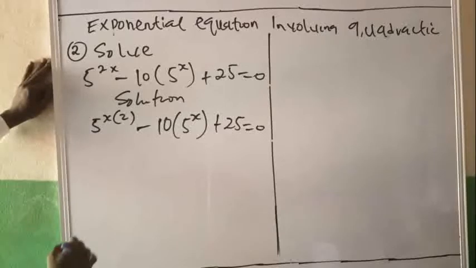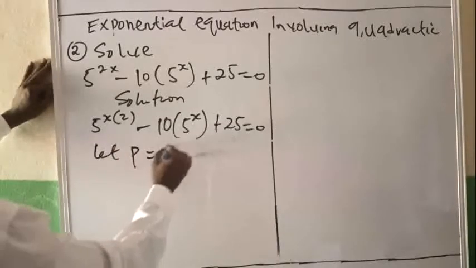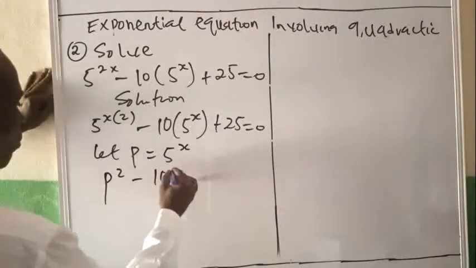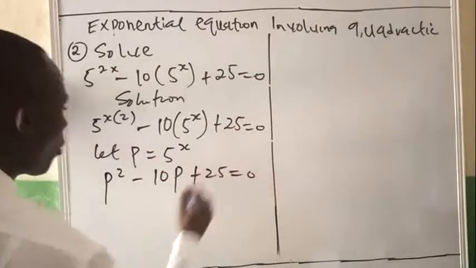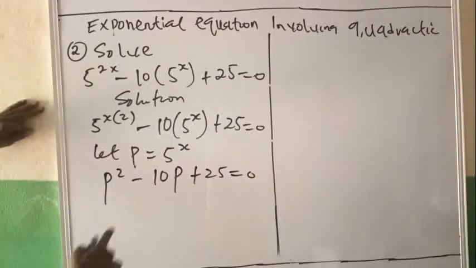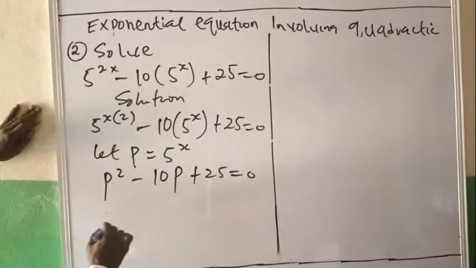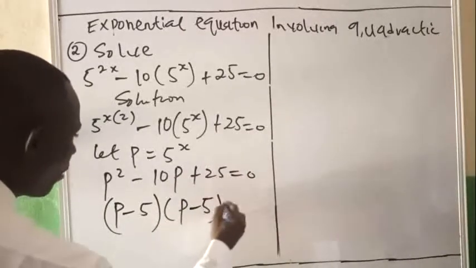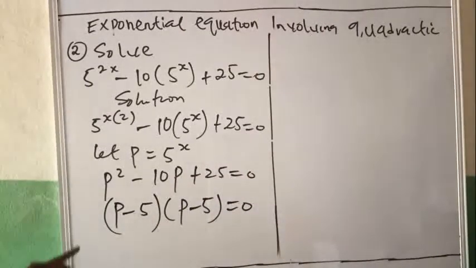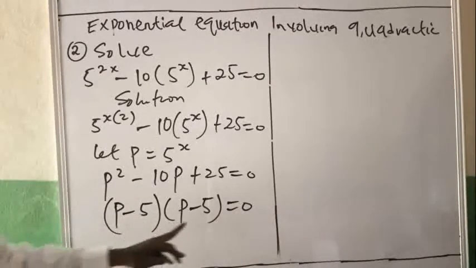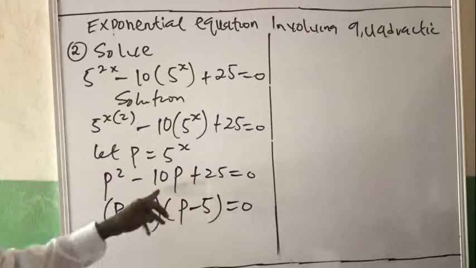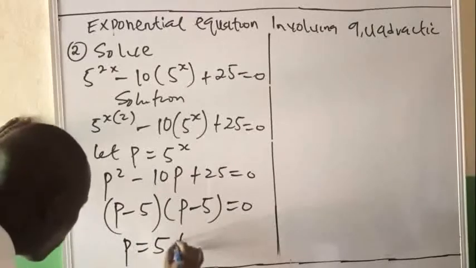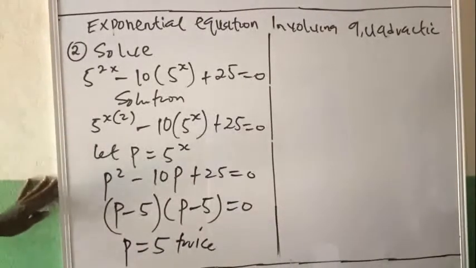So we have, let P be equal to 5 raised to the power of x, so that P squared minus 10P plus 25 will be equal to 0. If you factorize two numbers that will multiply, we have P minus 5 and P minus 5 equals 0. Minus 5 times minus 5 is 25, minus 5 minus 5 is minus 10. So you have P is equal to 5 twice.